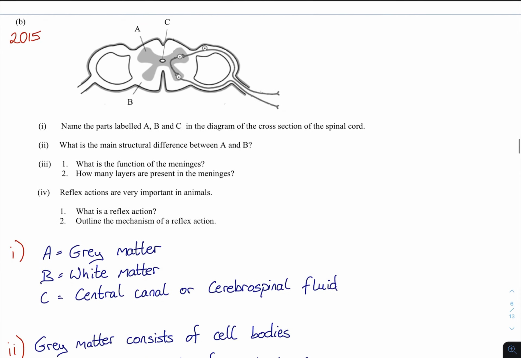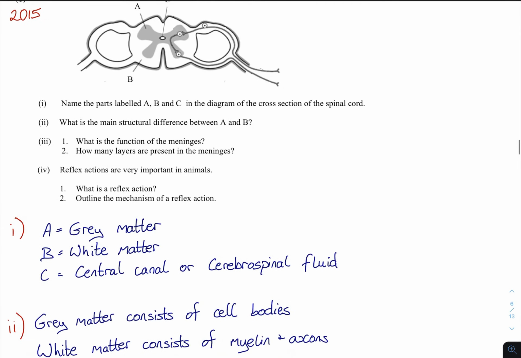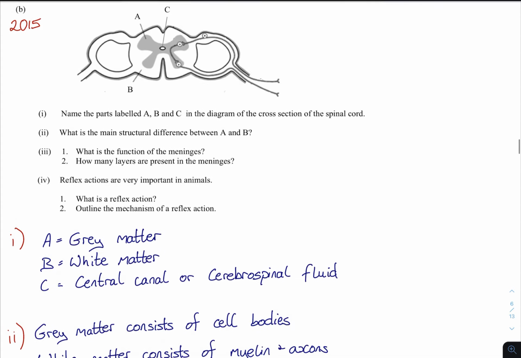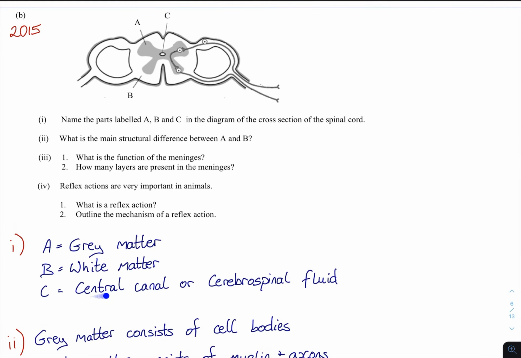Okay, 2015 has to do with our reflex arc and our spinal cord and so forth. So name the parts A, B and C. A is your grey matter, obviously because it's grey. B is your white matter because it's white. And C is called the central canal or the cerebrospinal fluid. Either or you can say for that, but central canal is kind of the more standard one.